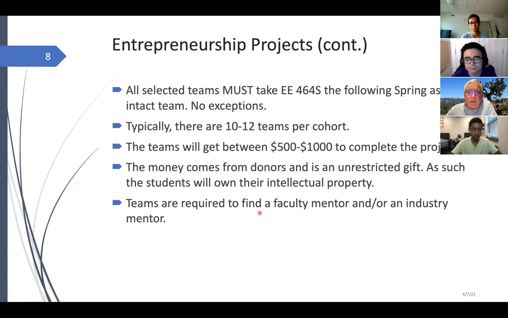Teams can find a faculty member, or, interestingly enough, I got this cleared many years ago, you can bring in an industry mentor, somebody from industry that knows what you're working on, and you can bring them in as a mentor. So you don't have to go to a faculty mentor. And this is a real plus, because there are lots of people out there who would love to come in and mentor a senior design team, especially one that's working on a product.